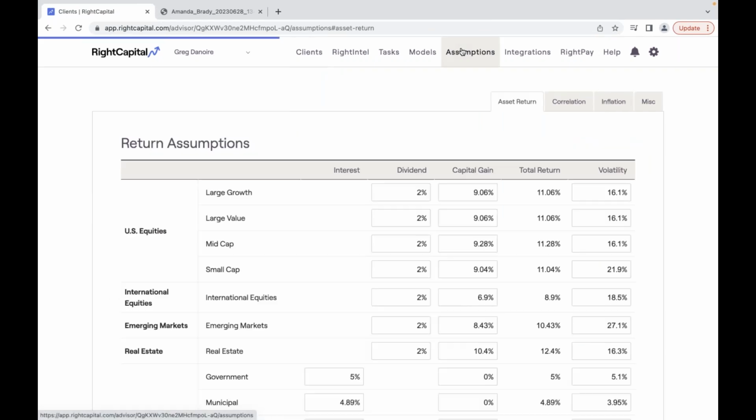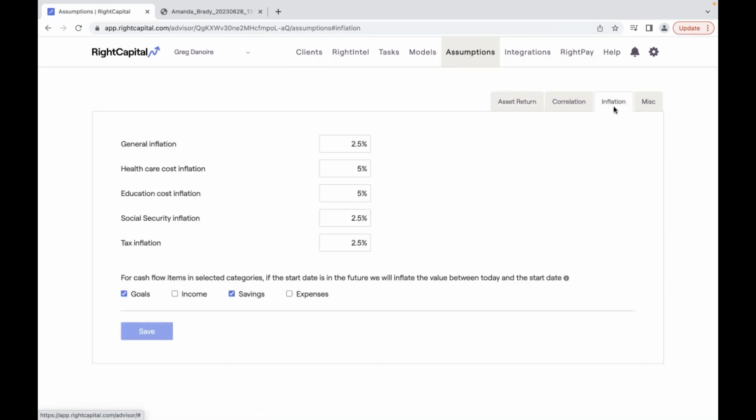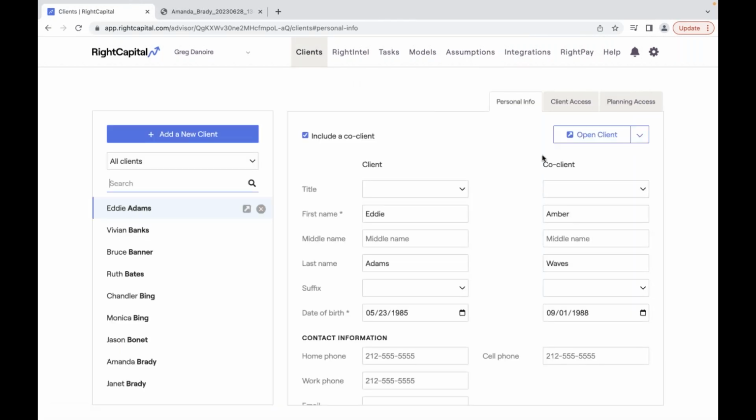Wonderful. So again, the global assumptions, everyone, just for the answer to this question, are located here under the assumptions inflation area. These are important components to align with your unique advising philosophies. We want you to believe in these data points so that you can explain them to clients.